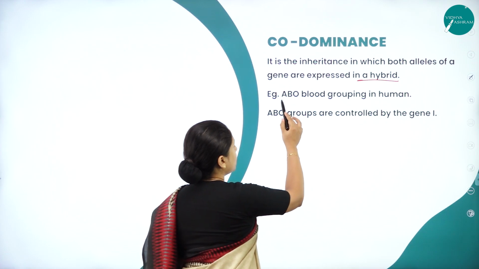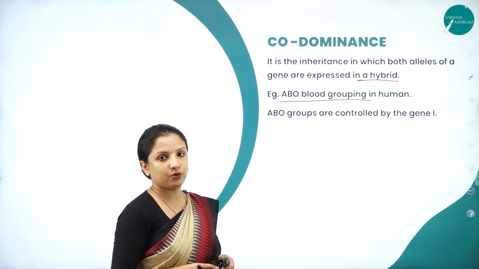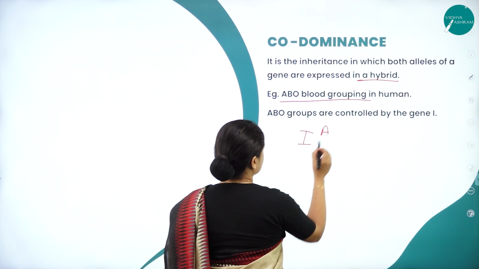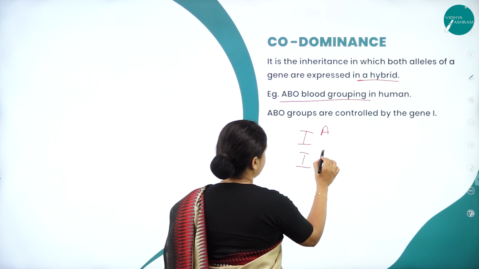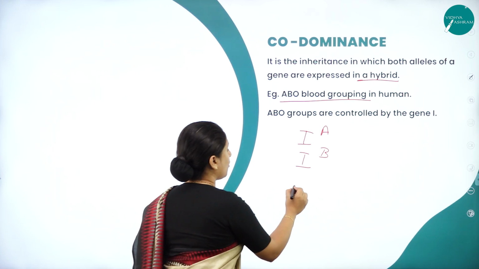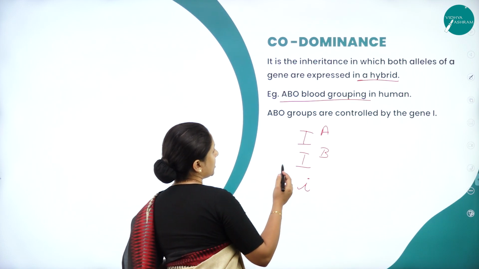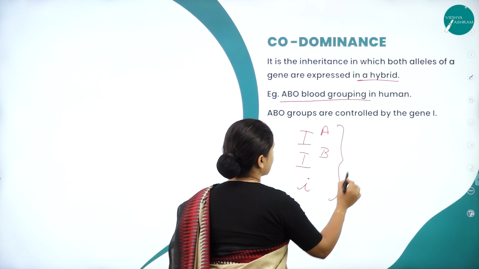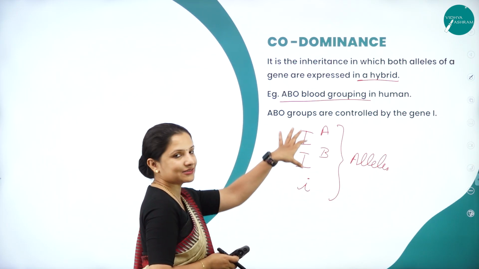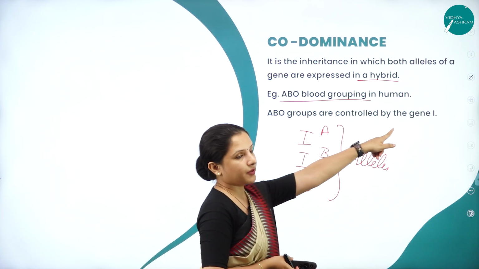So example is ABO blood grouping in human, and this ABO blood group in humans is controlled by gene I. So it will have IA, IB. So these are the alleles, that is IA and IB. There is one more, small i, so that is for O. So the gene is controlled by these three alleles, that is IA, IB and i. And the gene is represented by I.